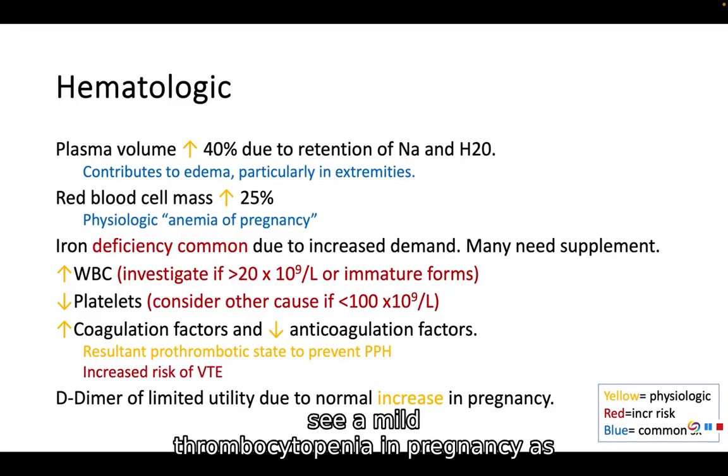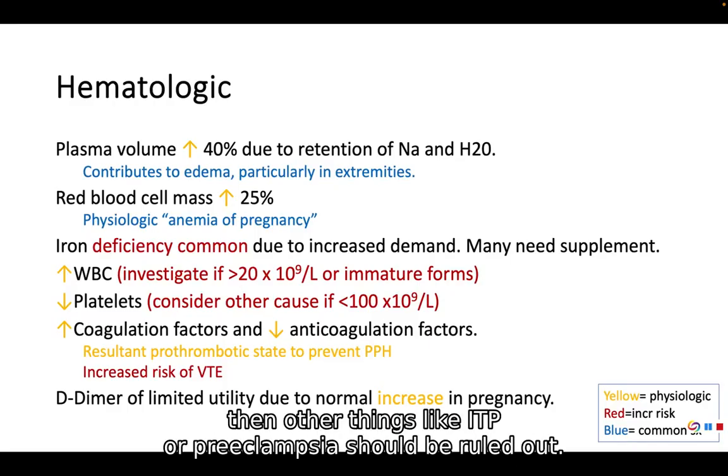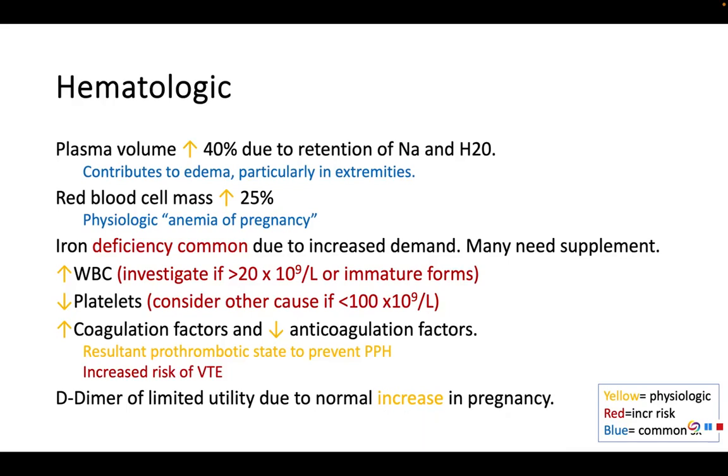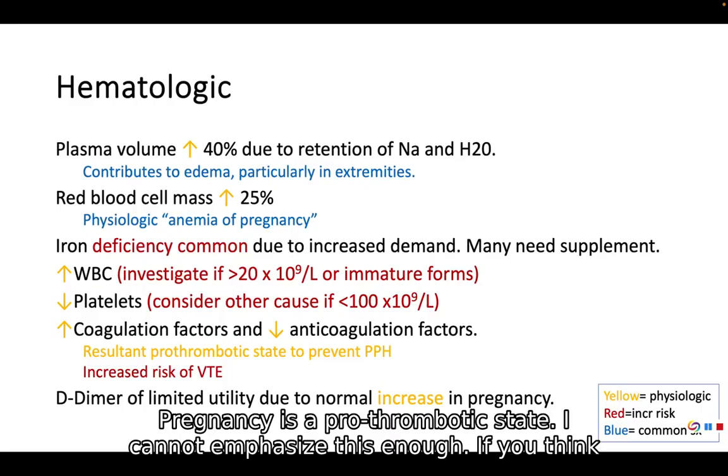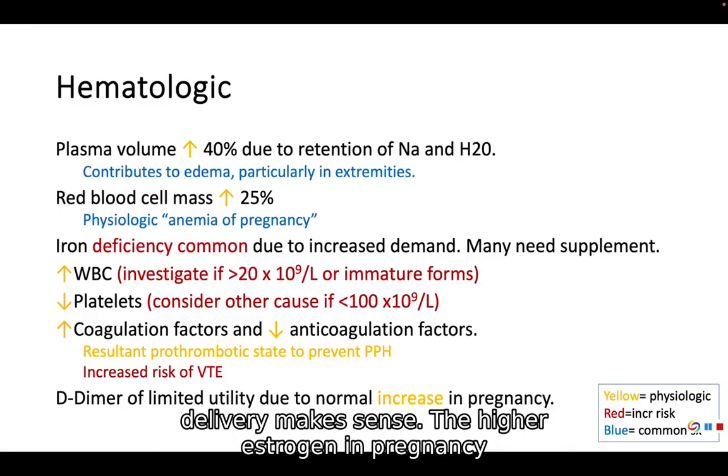It's common to see a mild thrombocytopenia in pregnancy as well, but if platelets are under 100, then other things like ITP or preeclampsia should be ruled out. Pregnancy is a prothrombotic state. I cannot emphasize this enough. If you think about it though, physiologic mechanisms to reduce excessive bleeding at the time of delivery make sense.